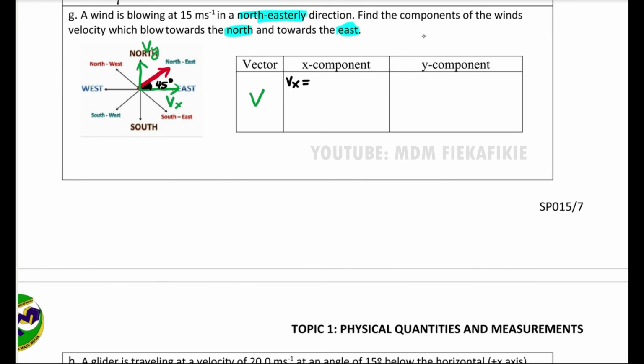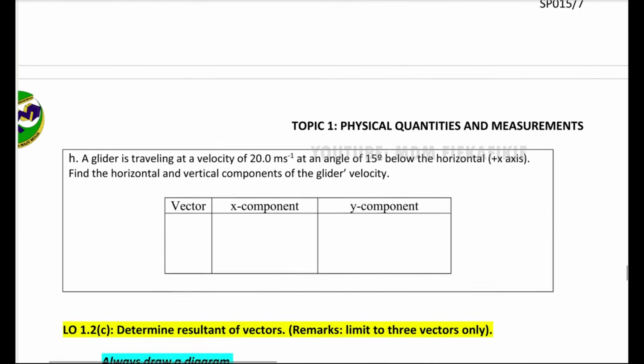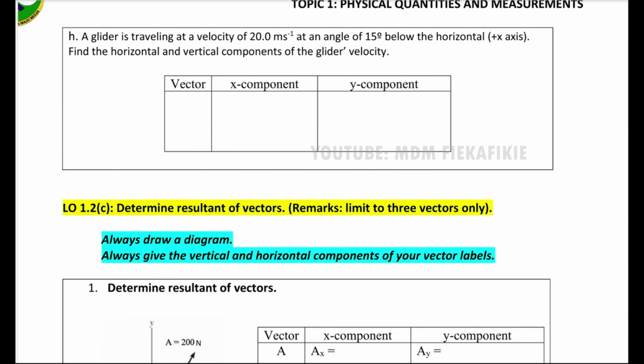So it will be 15 cos 45. Positive to the right, right? So our Vx value is 10.61 meter per second. The unit must be correct. Vy is upward, so positive 15 sin 45. Same goes, the answer should be 10.61 meter per second. Upward, positive. Okay, finish that one. The last part, before we continue with 1.2c, we will continue in the next video.